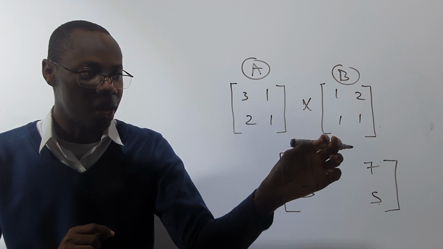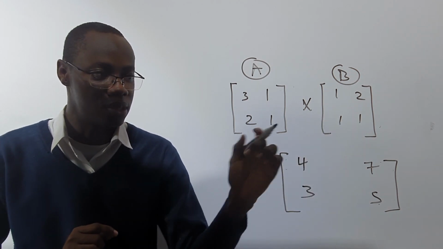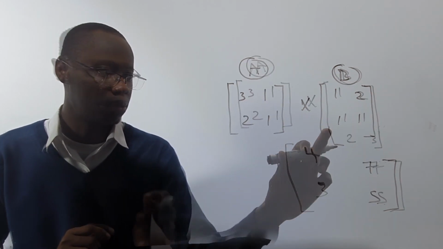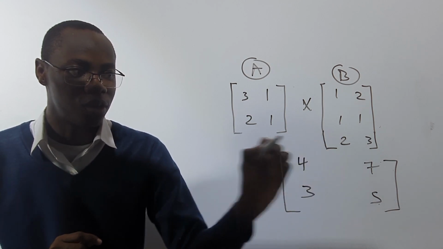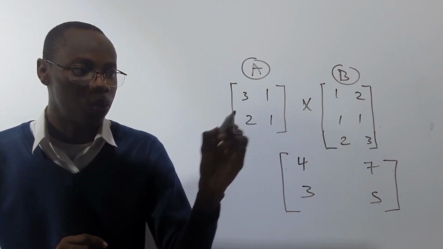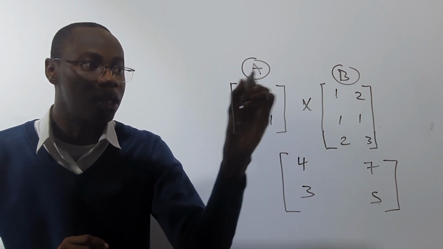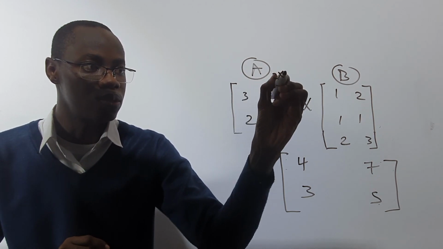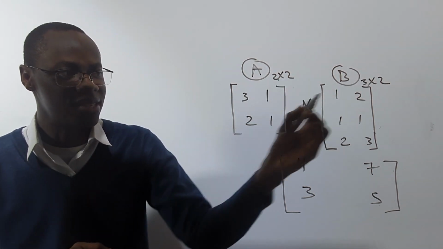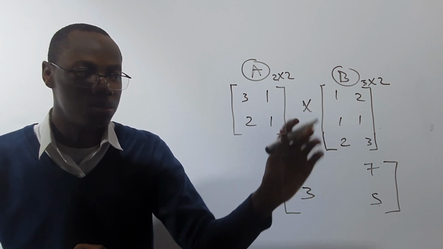Now, let's assume I added an extra row to this. Can you see this? What order is this? This order now is a 2 by 2. Why, this order now is a 3 by 2 matrix.